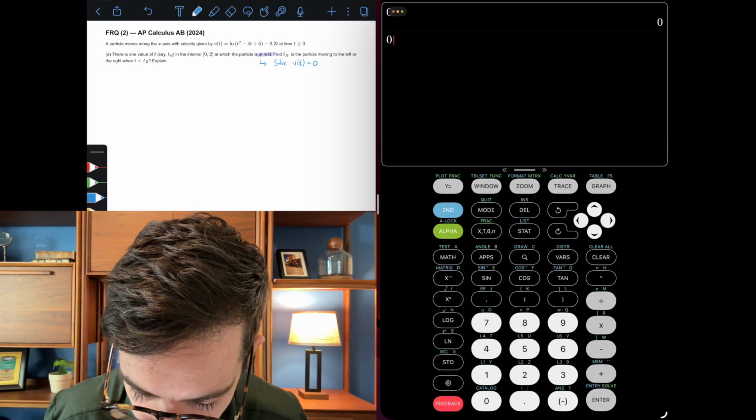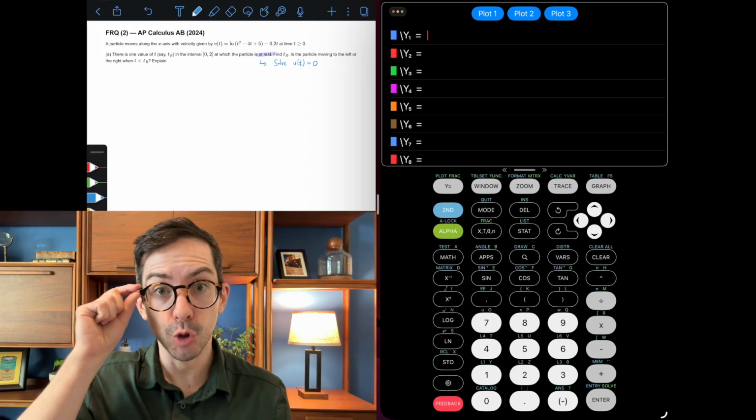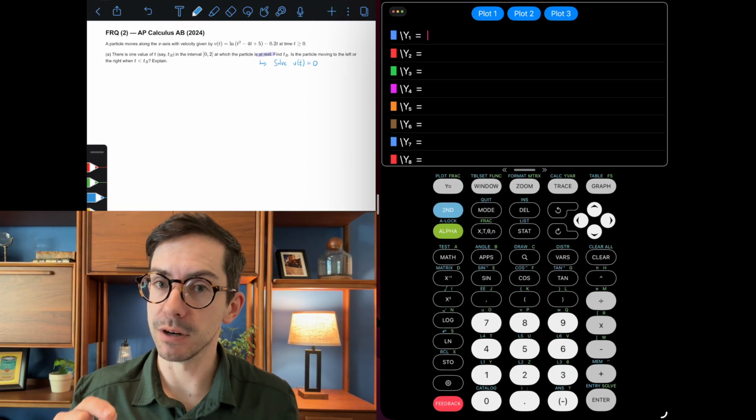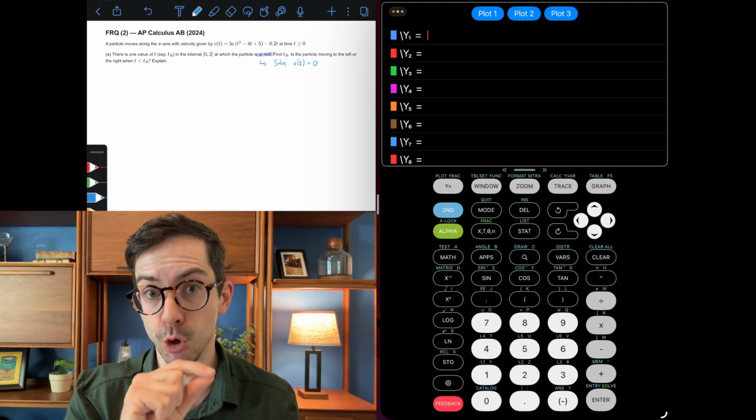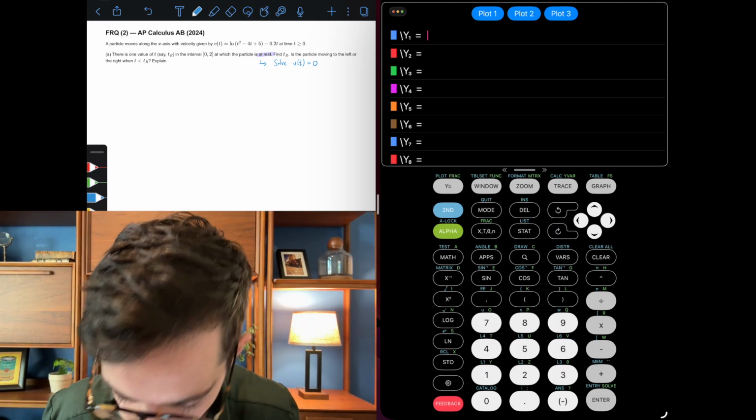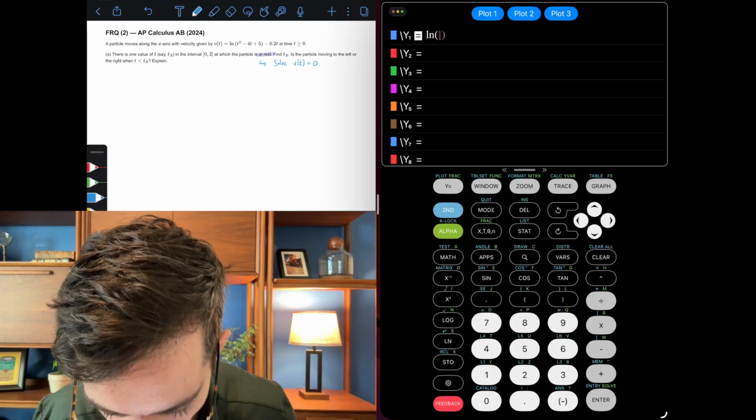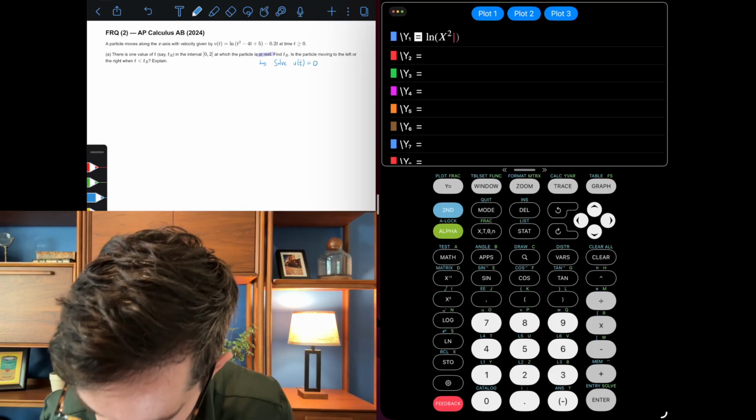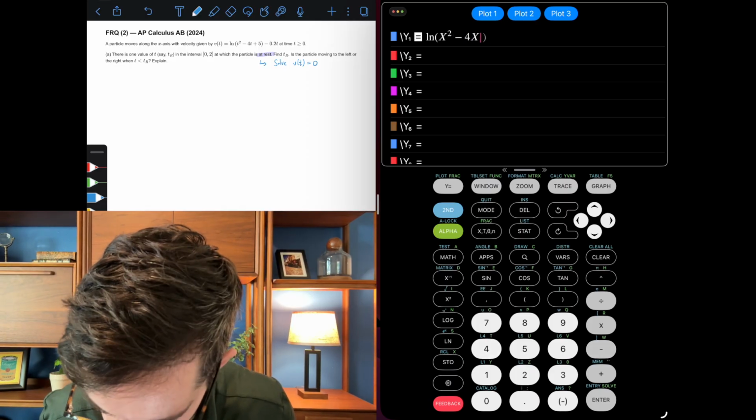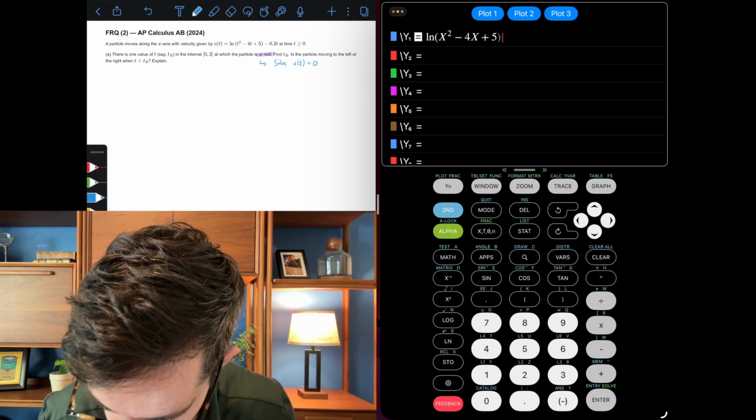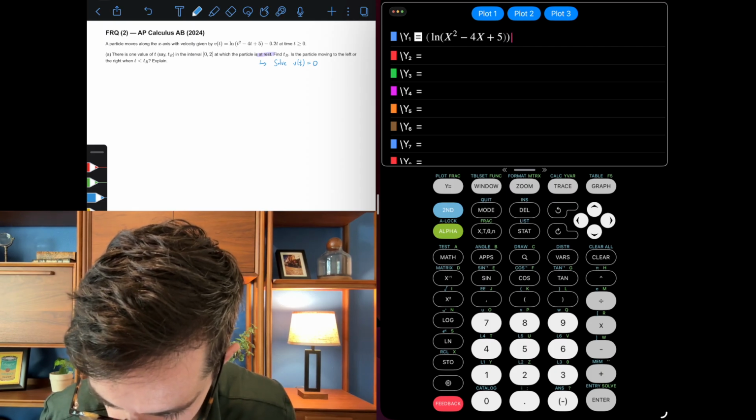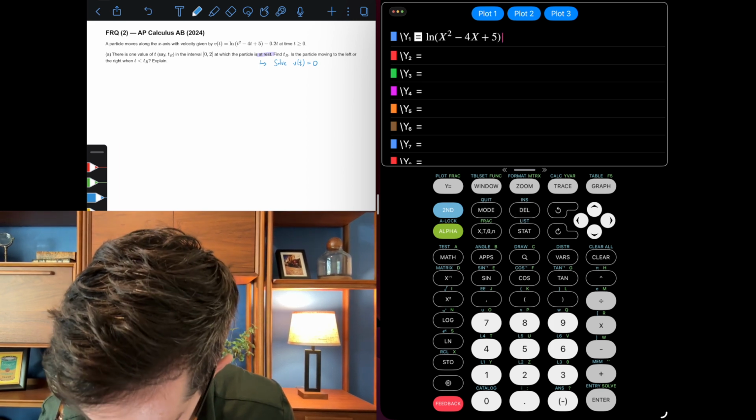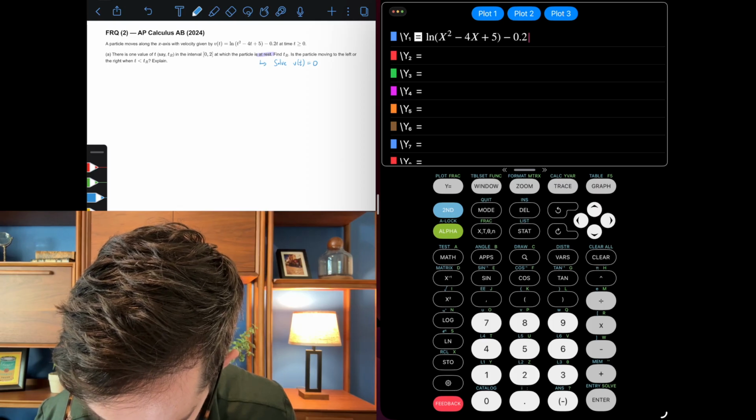So I'm going to jump into the y-equals menu because I'm going to solve this equation by finding the x-intercept of this graph between 0 and 2. So I'm going to type in the rule. It is natural log of the variable squared, I'm using x, you should probably use x too, minus 4x plus 5, and then I am going to subtract 0.2 times my variable.